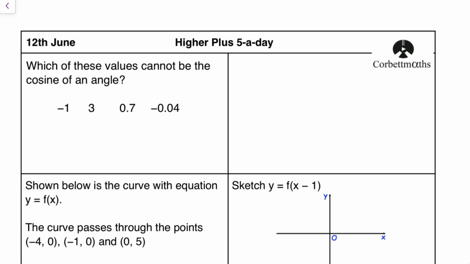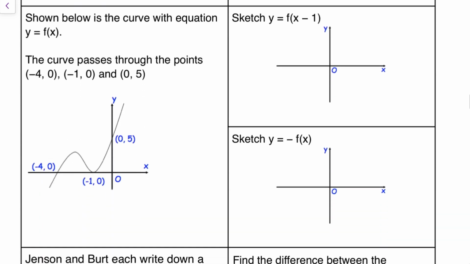So let's do question 1. Which of these values cannot be the cosine of an angle? Well, the cosine of an angle, from my graph, I know is between 1 and -1. So that's okay, that's okay, that's okay, and this one isn't because it's outside my range, so therefore the answer is 3. So far, so good.